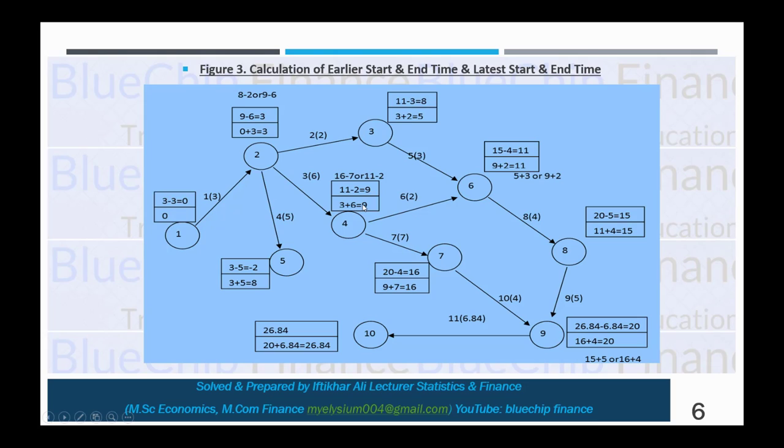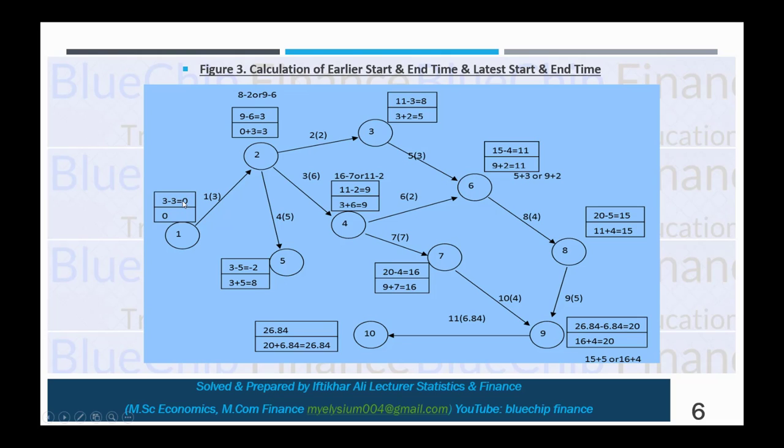or there is one other possibility: 9 minus 6. So 8 minus 2 or 9 minus 6. 8 minus 2 is 6 and 9 minus 6 is 3. So we will consider the least value. So we will consider here 9 minus 6, which is 3. So 3 minus 3 equals 0.